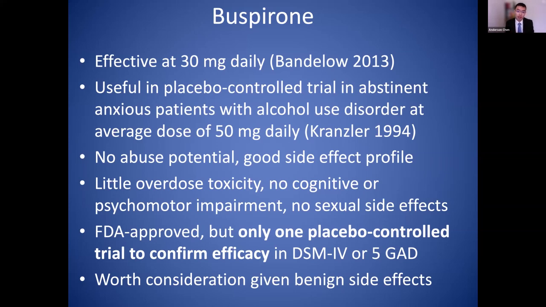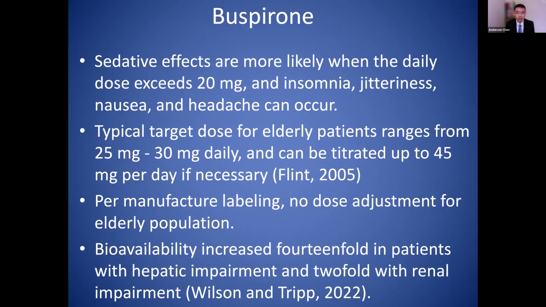Effective at 30 milligrams daily. It's useful in a placebo-controlled trial in abstinent anxious patients with alcohol use disorder at an average dose of 50 milligrams daily. There's no abuse potential. There's a good side effect profile. There's little overdose toxicity, no cognitive or psychomotor impairment, which is really important for us, and there are no sexual side effects. It is FDA approved, but you should be mindful that there's only one placebo-controlled trial to confirm its efficacy. But we really believe it's worth considering given its benign side effects.